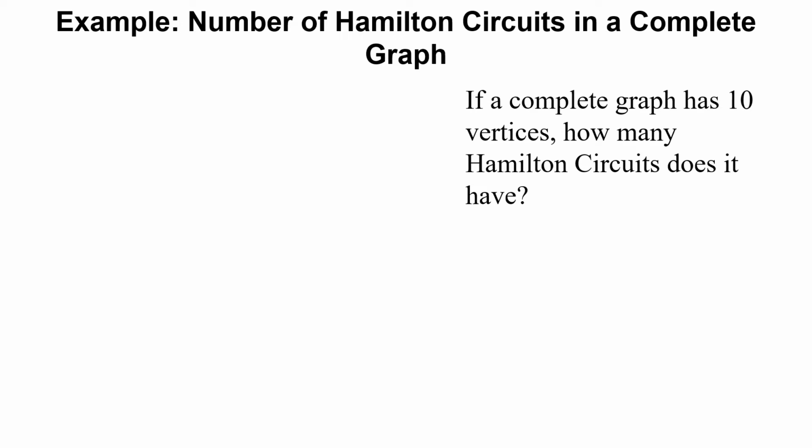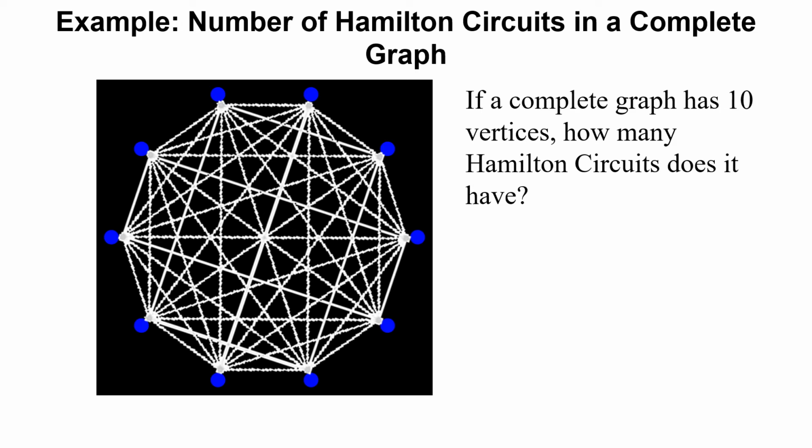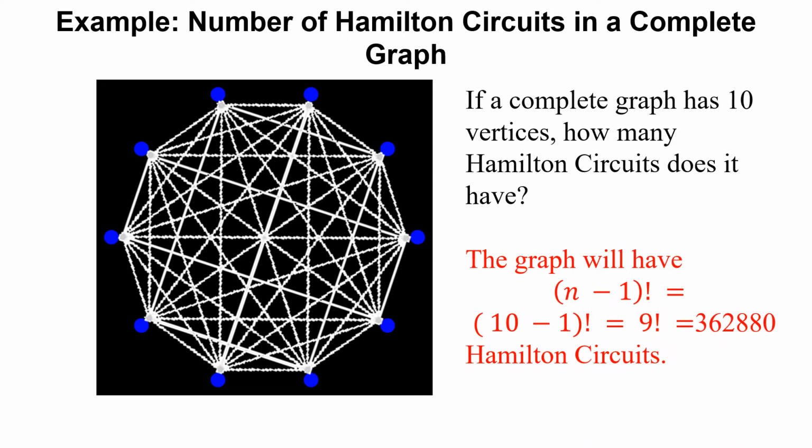So if a graph has 10 vertices, how many Hamilton circuits does it have? First of all, the graph has to be a complete graph. Keep in mind the vertex in the middle, that's not a vertex, only the blue ones are the vertices. So we have a complete graph that has 10 vertices, so n here is 10. Therefore, the number of Hamilton circuits is n minus 1 factorial, that's 9 factorial, which is 362,880 Hamilton circuits.